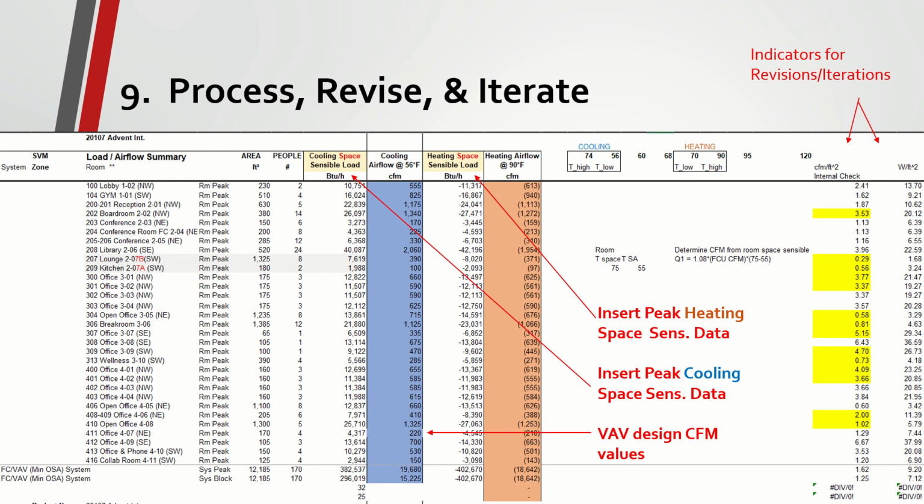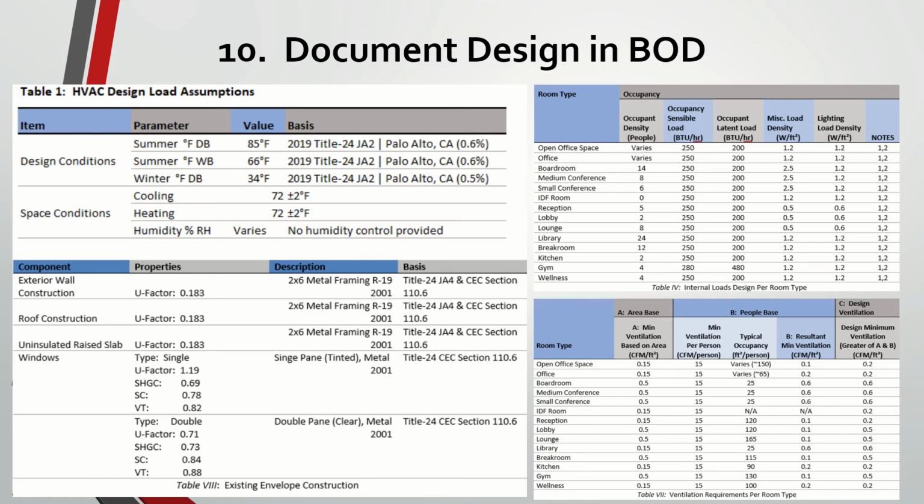Once that's all set, you can create two columns and check your CFM per square footage or your watts per square footage. And anything that seems high, maybe something greater than 5 CFM a square foot or 15 watts a square foot, should kind of raise a flag for you, and you should go back to see how those values came to be. And the last step is to document your design in the BOD.